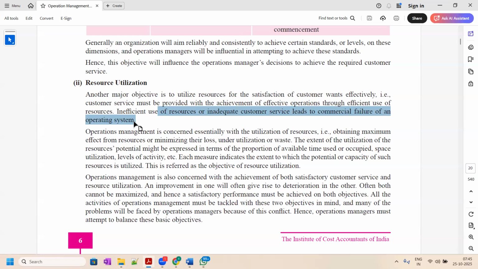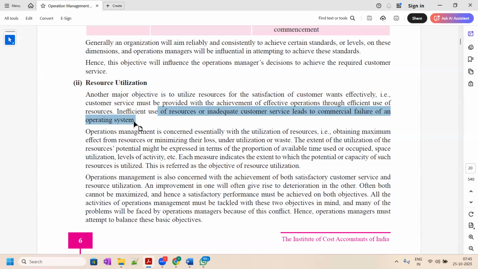Okay, so basically, the key point when we are talking about resource utilization is to make sure that the resources are used in a way that satisfies the customer while keeping operations effective. And we have to avoid waste and underuse or misuse of the resources. So I think you are getting the topic. When we are talking about the objectives of operation management, the first is the customer service. The next one is resource utilization.